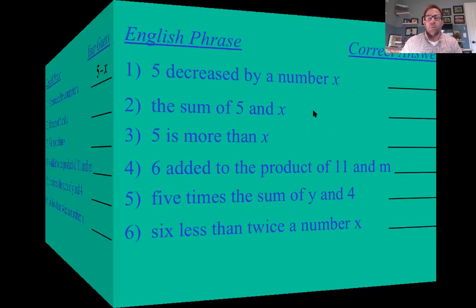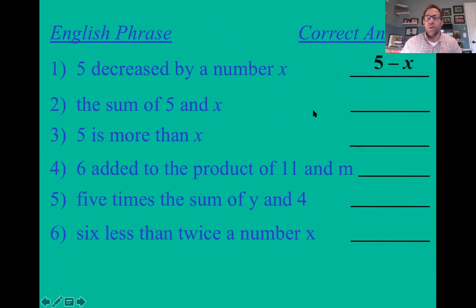Okay, so the first one I already gave to you, 5 minus x. Okay, number 2, the sum of 5 and x. The word sum, that means it has something to do with adding. So this one would be 5 plus x. Number 3, 5 is more than x. We're going to talk about this combination of words. We'll get into that, but this answer is 5 is greater than x. So when we say 5 is more than x, we're saying 5 is greater than x.